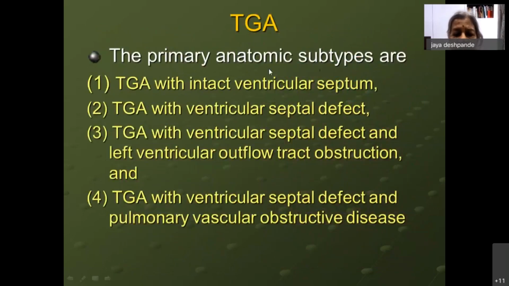There are subtypes of transposition. You can have transposition with intact ventricular septum, transposition with ventricular septal defect, transposition with a ventricular septal defect and left ventricular outflow tract obstruction, then transposition with ventricular septal defect and pulmonary vascular obstructive disease.